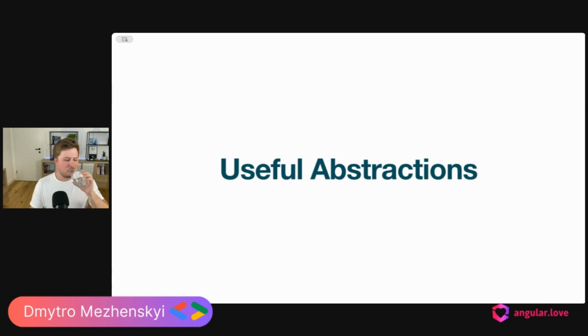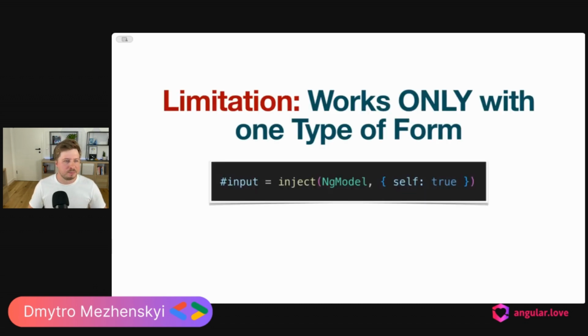And for that, let's get back to the following piece of code that I showed a bit earlier today. This is when you inject the NgModel, for example. You want to get, for example, a reference to the corresponding form control and track the changes or things like that. But here's the limitation. It works only with one type of form because we directly reference the NgModel.